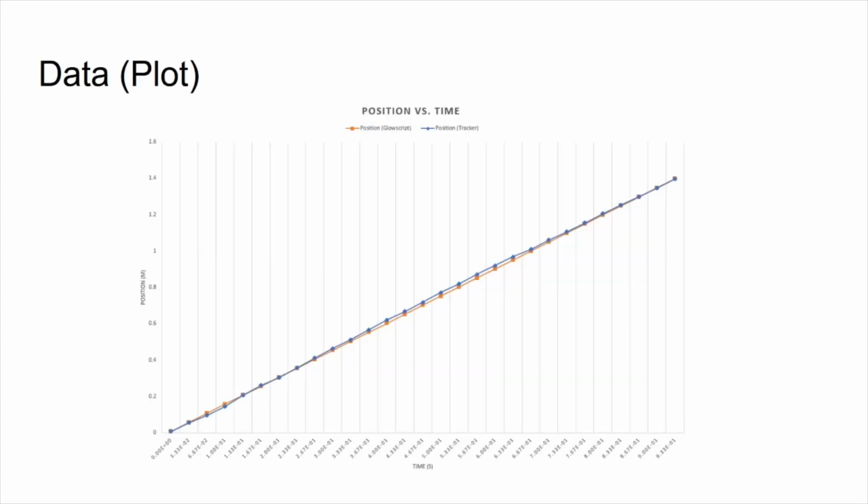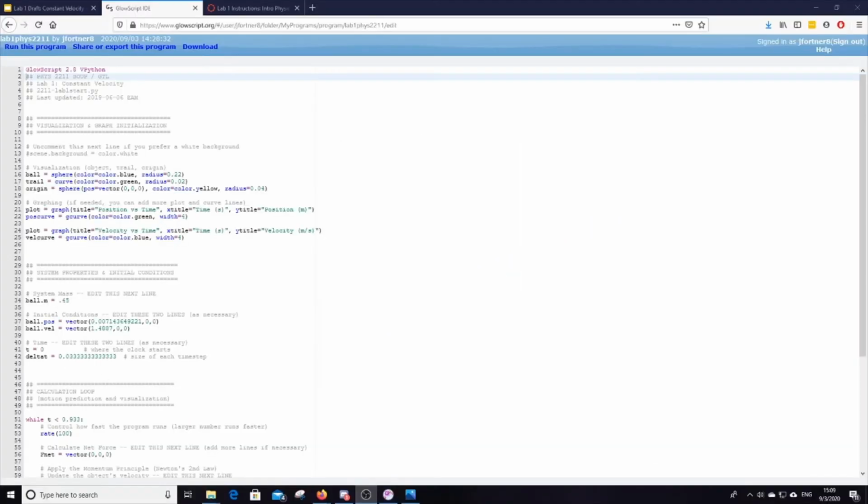Here it is in graph form. As you can see, the Tracker data goes a bit over the GlowScript model toward the middle of the experiment, but both ends are about the same, and the model is pretty consistent with the motion that we observed in the experiment. So finally, for the coding component, this is the program that I used.